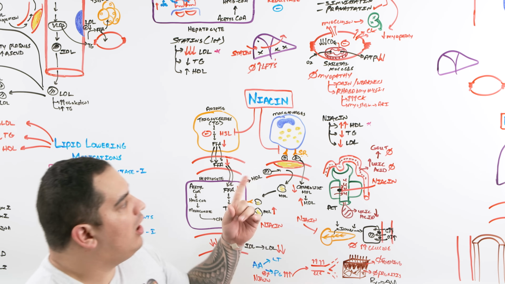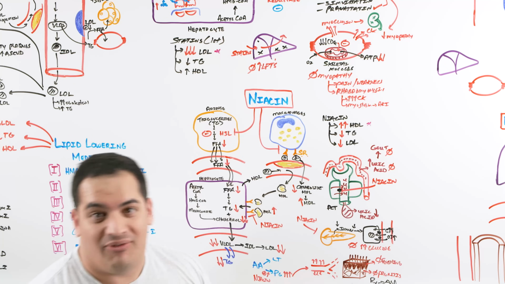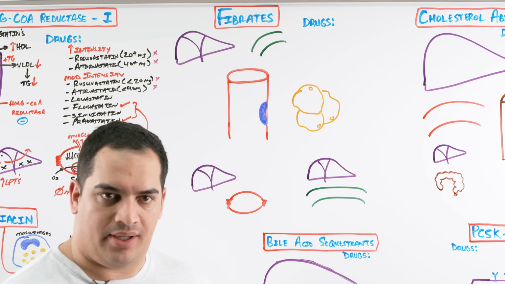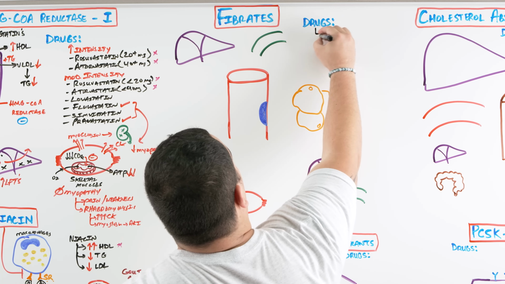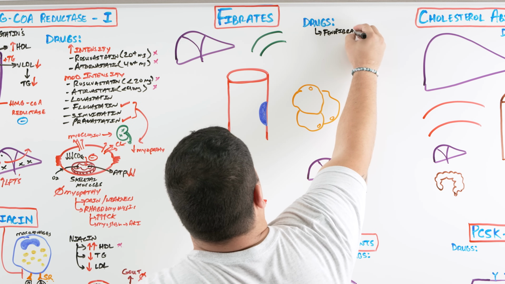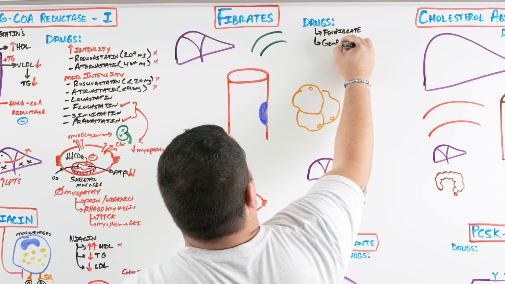All right, now that we've talked about niacin, let's move into the next drug category, which is going to be our fibrates. Fibrates are actually going to be two drug names that you want to remember here. One of them is called fenofibrate. It's actually not too bad, right? Because that's kind of within the name of the drug class. And the other one is called gemfibrozil.